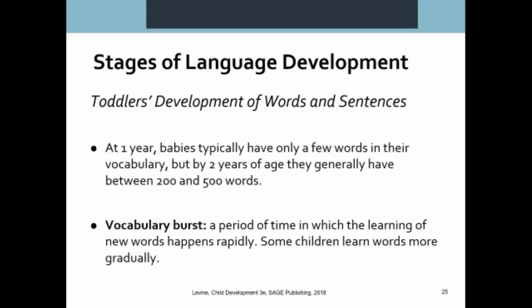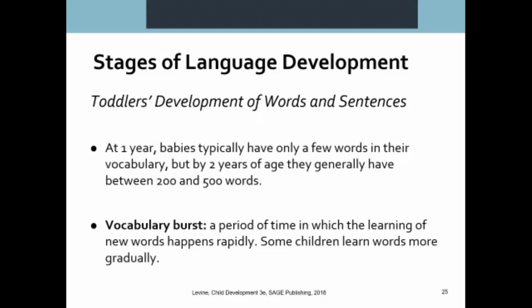Okay, so moving on up to toddlers. First of all, at 1 year of age, babies typically have only a few words in the vocabulary, but by 2 years of age, they generally have between 200 and 500 words. As I mentioned earlier, on average, first words appear around 13 months. There's a wide variety, though. A child can easily start talking at 8 or 9 months. Other children may not talk until 15 or 16 months, so there is a wide variety.